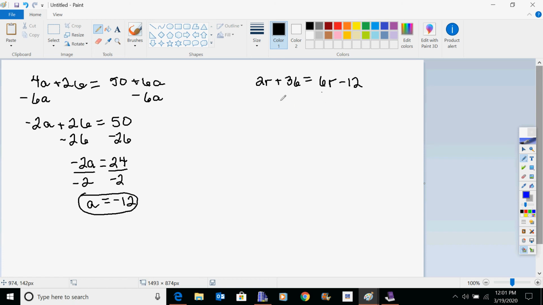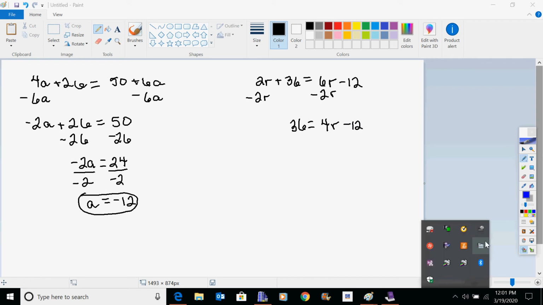Now on this side, it really isn't important that you always bring it over to the left. Sometimes people are more comfortable with that, but you really don't need to. What you can do is you can take away the smaller one and move everything to the right. That's perfectly fine also, as long as you're maintaining the integrity of this equals. So 6r minus 2r is 4r minus 12, and then you can continue on with that process.